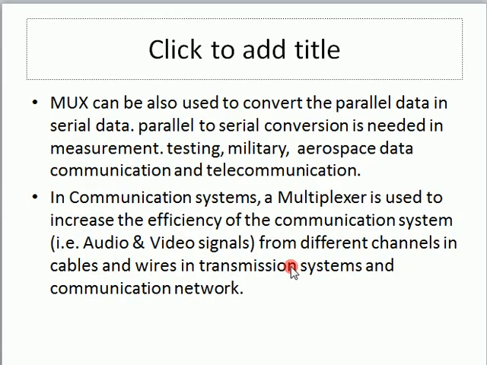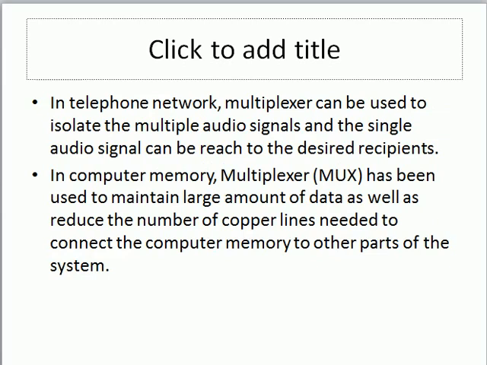Mux can also be used to convert parallel data into serial data. Parallel to serial conversion is needed in measurements, testing, military, aerospace data communication, and telecommunication. In communication systems, a multiplexer is used to increase the efficiency of the system, carrying audio and video signals from different channels in cables and wires in transmission systems and communication networks. In telephone networks, multiplexers can be used to isolate multiple audio signals, so that a single audio signal can reach the desired receptor.